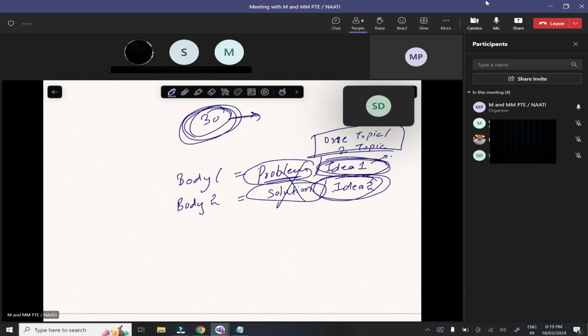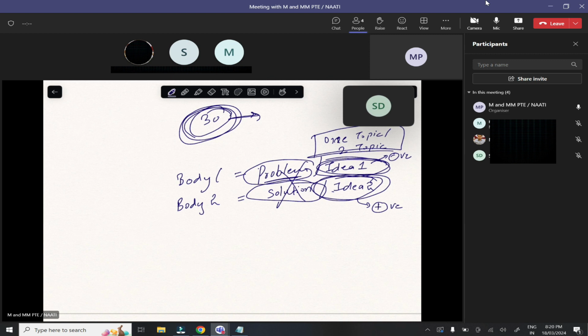Idea 1 is always going to be negative. Idea 2 is always going to be positive. Okay, we are never ever going to shuffle these two things. If you do that, your essay will not make any sense after that. Your idea one always has to be negative. Your idea two always has to be positive.